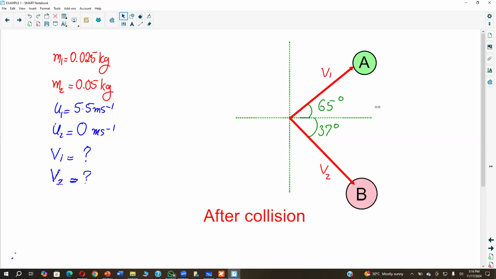Now, this is the situation after collision. Now draw it as a separate diagram. It's better to make a separate diagram. Calculation. Done, sir. 37.